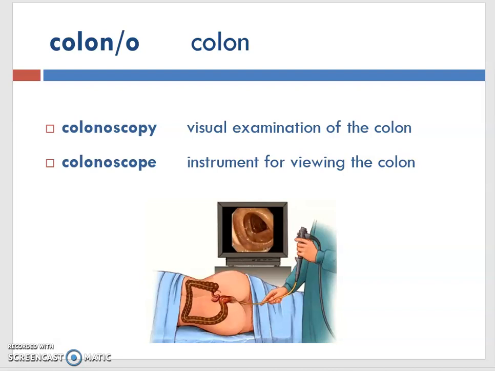A different combining form for colon is colono, as in colonoscope. This is a visual examination of the colon. A colonoscope is the instrument for viewing the colon. The procedure is called a colonoscopy, a visual examination of the colon, something everyone should get done over the age of 40.